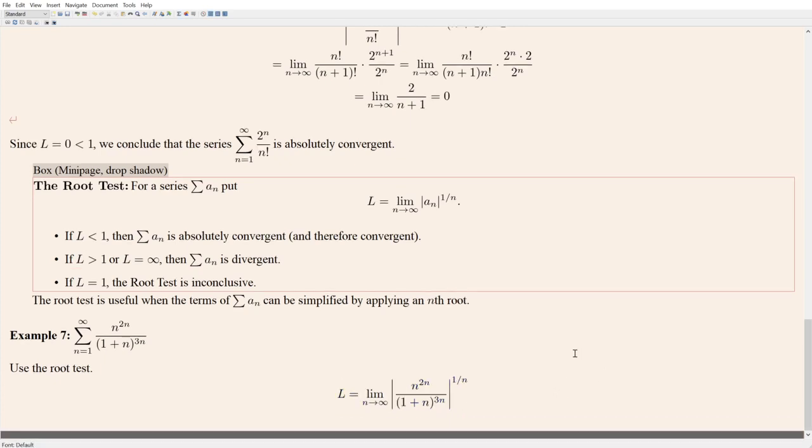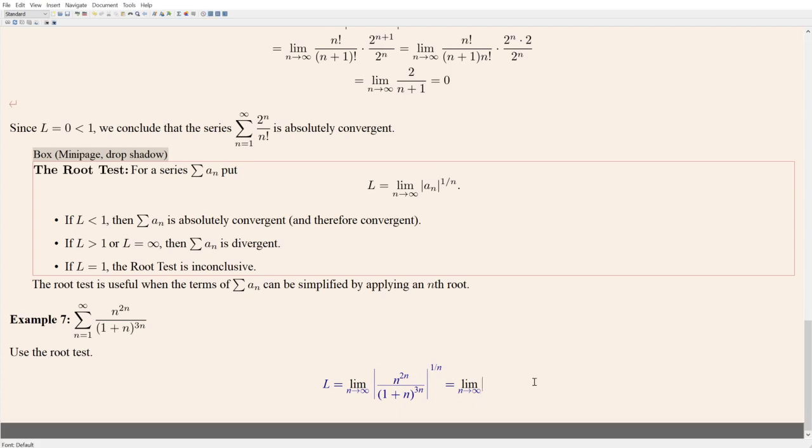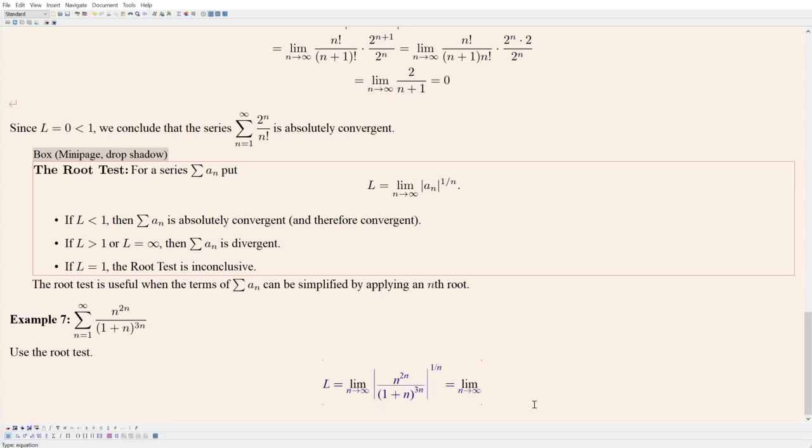Okay. So everything is positive, so the absolute values don't really have anything to do here. So that means we can just go ahead and take this 1 over n and apply it to the top and the bottom. So that's going to divide out this n and divide out this n. So this is n squared over 1 plus n cubed.